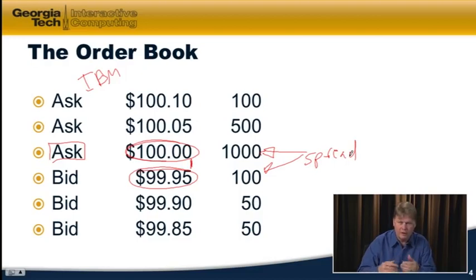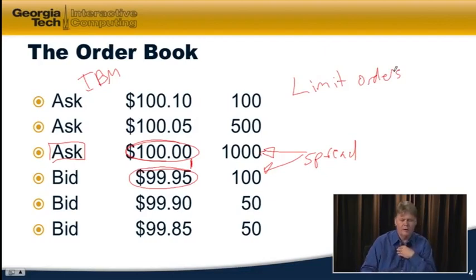Usually for very liquid assets like, say, IBM or Apple, this spread is just a few cents. But for some equities that don't trade very often, you may see a larger spread. Anyways, all of these represent limit orders.